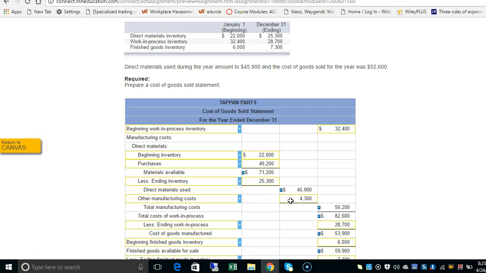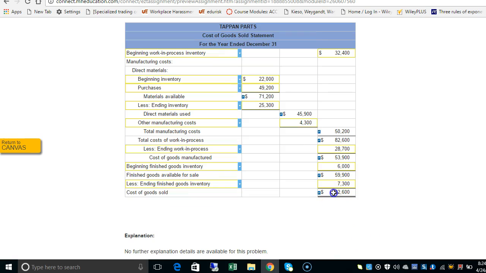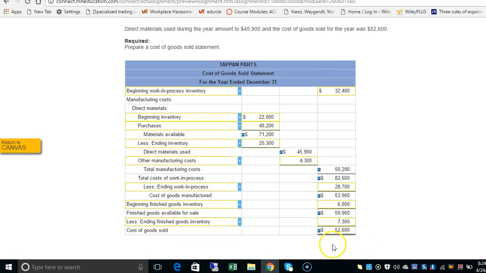You're not given other manufacturing costs in the problem, so you don't know that. You're not given total manufacturing costs. But you are given cost of goods sold for the year at 52,600 right here, so you know that number. Again, you almost have to work your way backwards.